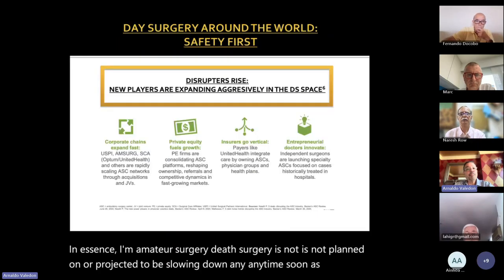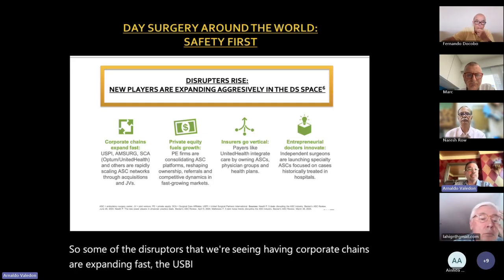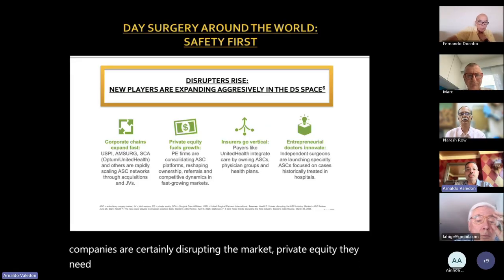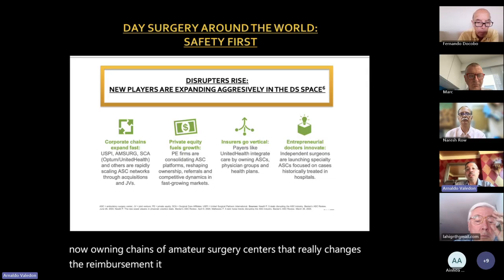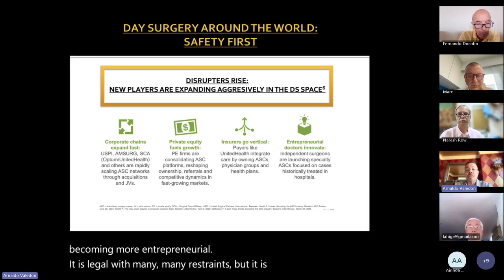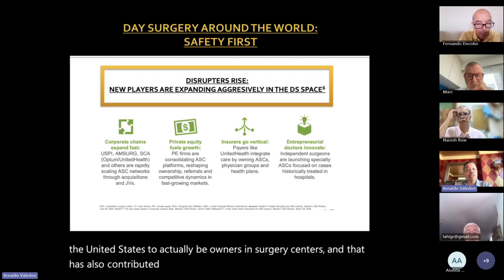It's here to stay. So some of the disruptors that we're seeing, having corporate chains expanding fast. The USPI, AmSurg, and SCA management companies are certainly disrupting the market. Private equity, the insurers going vertical. Insurers like, let's say, United Healthcare now owning chains of ambulatory surgery centers. That really changes the reimbursement, it changes the market. And also physicians becoming more entrepreneurial. It is legal, with many restraints, for physicians in the United States to actually be owners in surgery centers. And that has also contributed to the rapid growth.